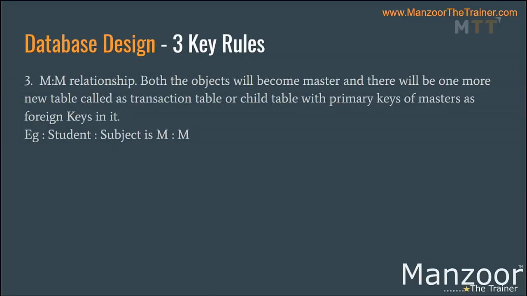Now what about a many to many relationship? That is the third rule. Say student and subject is a many to many relationship, right? So how to show a many to many relationship? In one to many, we took the primary key of one and made it a foreign key in many. But for many to many? Exactly. In a many to many relationship, I need to create a new table. Both the objects will become masters, and there will be one more new table, called a transaction table or child table, with primary keys of both the masters. Student ID, subject ID, marks. We have seen this in our day one.